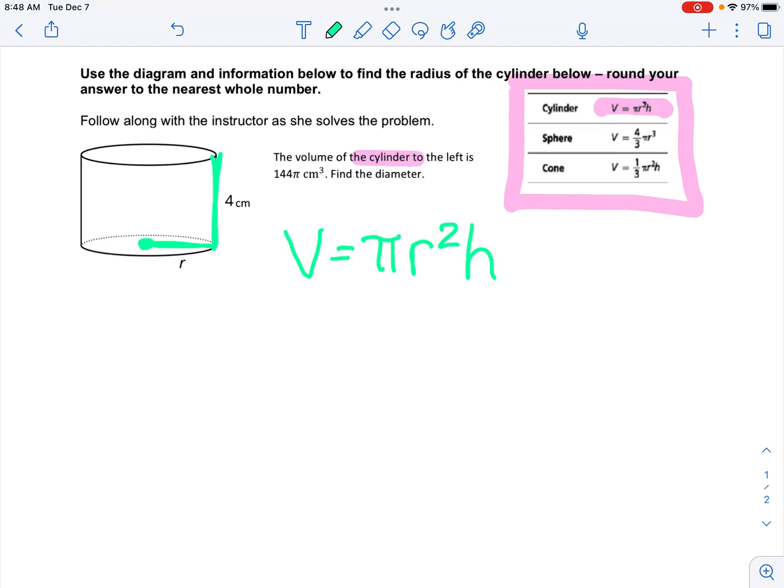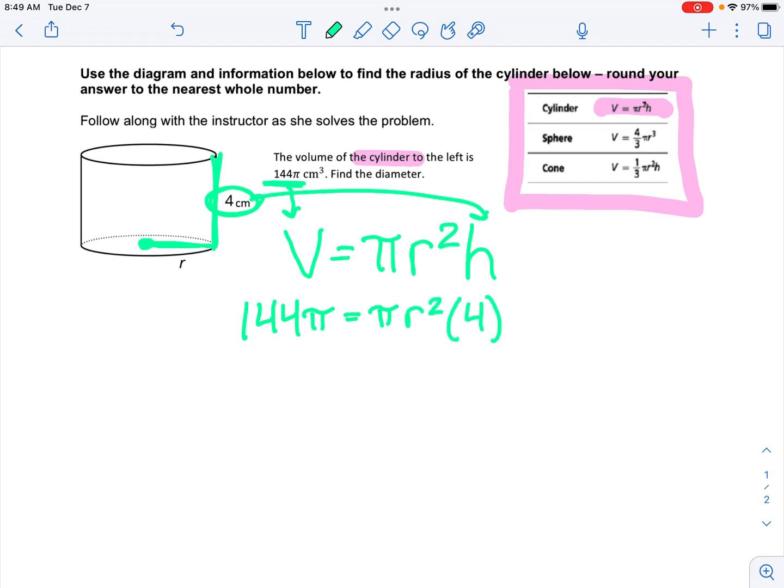So in this case, it says the volume of the cylinder to the left is 144 pi centimeters cubed. So in these problems, the first thing I'm going to do is plug as many pieces of my equation in as I can. In this case, I have the volume, so I'm going to replace V with 144 pi. And on the other side, I'm going to replace the h where I see the height. So I'm going to leave the pi here. I'm going to leave my radius squared, and I'm going to plug in a 4 for my height. My cylinder is 4 centimeters tall.